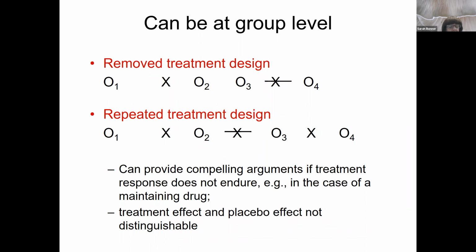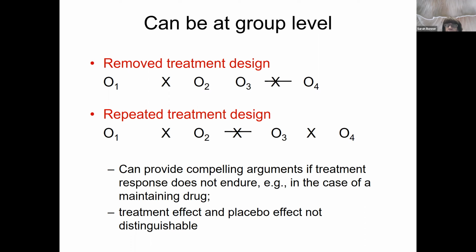You can do this at the group level. You often will see this in medical studies. It works in medical studies, particularly if you have an effect that is not expected to endure. So in this case, the X with a bar through it is the explicit removal of the treatment.